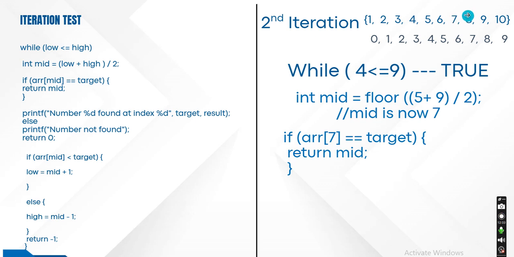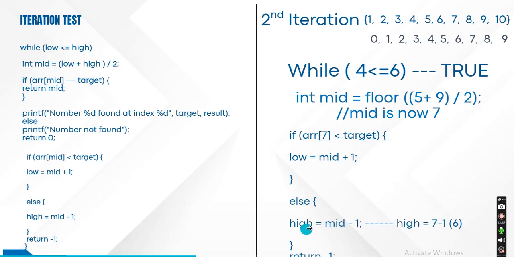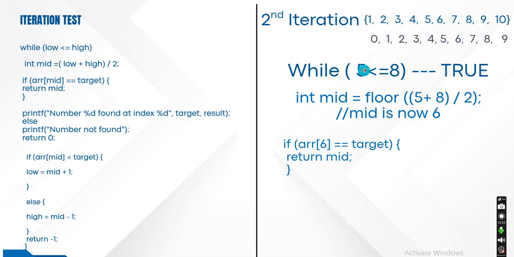So what do we do? We need to come back. So we're now going to say that high is equals to mid minus 1. Now remember that mid is 7. So high will be equals to 7 minus 1, which is going to be 6. Now after doing that, we're going to say while 5 is less than or equal to 6, what should happen? This condition is said to be true.